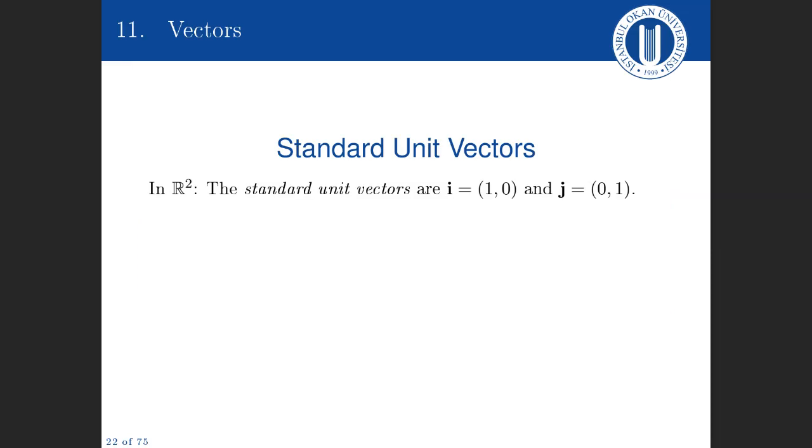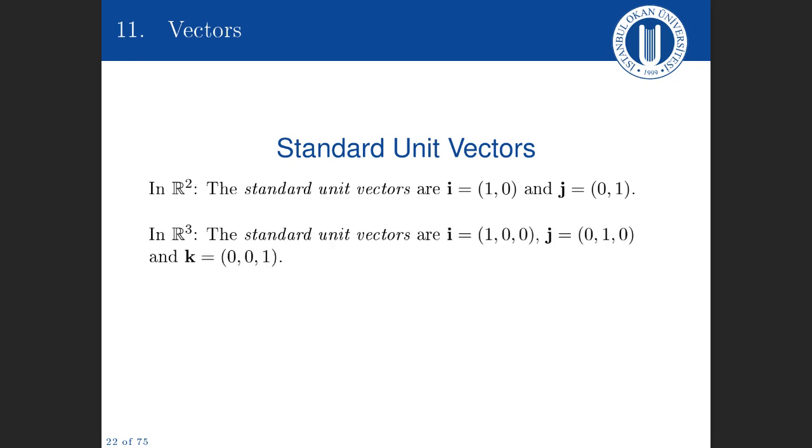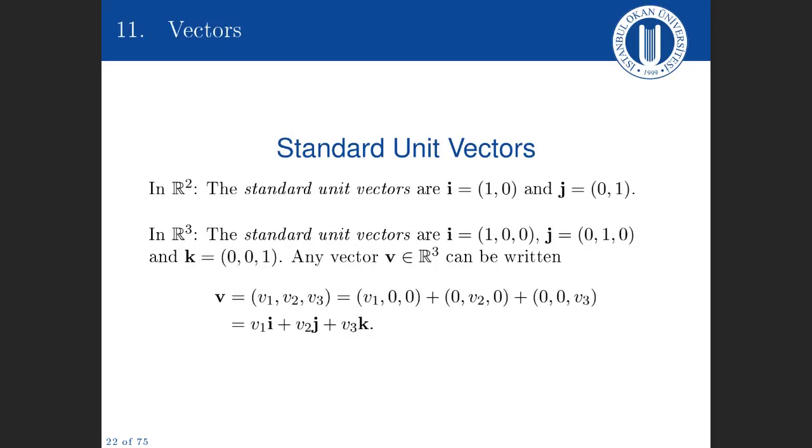In two-dimensional space, the standard unit vectors are i and j. i is the vector 1, 0, and j is the vector 0, 1. In three-dimensional space, the standard unit vectors are called i, j, and k. i is 1, 0, 0, j is 0, 1, 0, and k is 0, 0, 1. Note that any vector in R3 can be written as v1 i plus v2 j plus v3 k. These are two different types of notation for the same vector. Sometimes we will be using the first notation, sometimes the second.